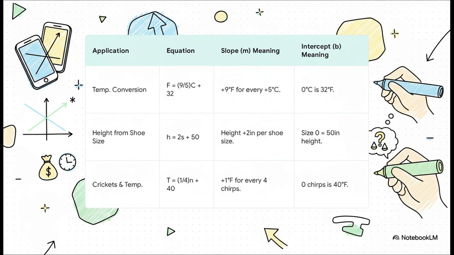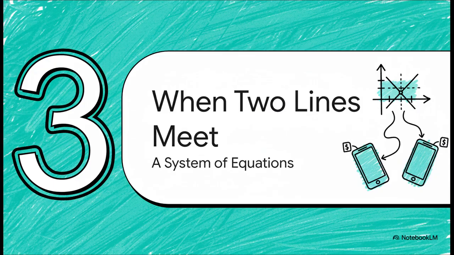Take converting temperatures. The relationship between Celsius and Fahrenheit, it's perfectly linear. Or what about guessing someone's height from their shoe size? Turns out that's a linear relationship too. And my personal favorite is the crickets. You can actually estimate the temperature just by counting how fast they chirp. How cool is that?